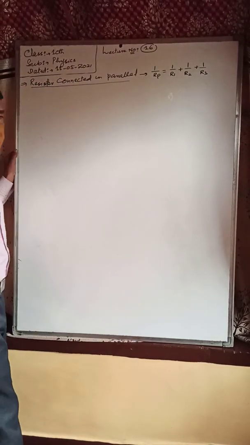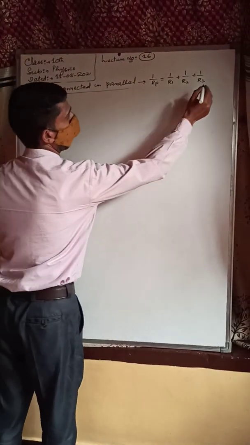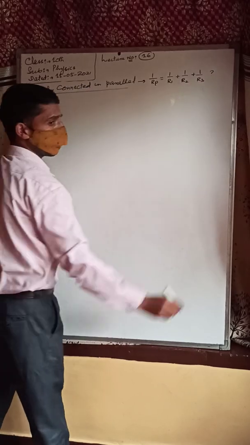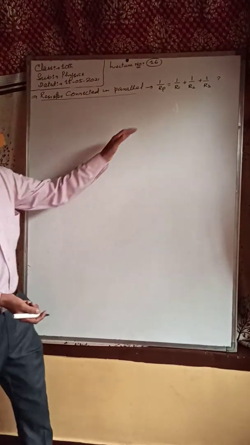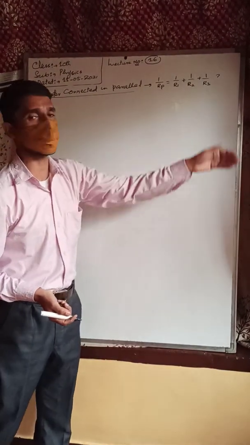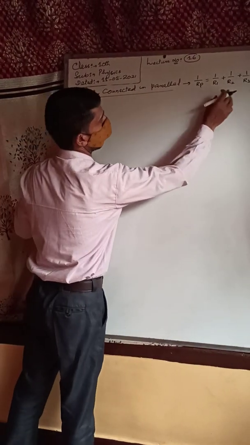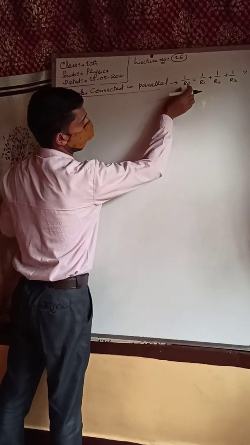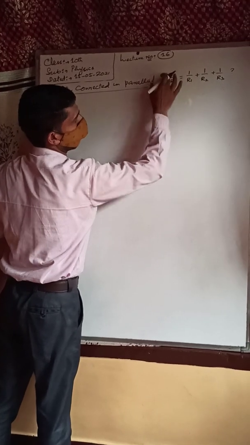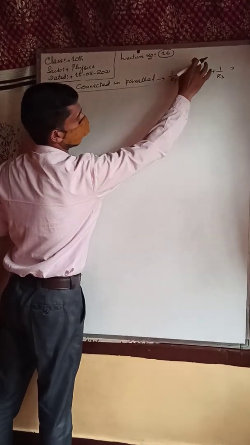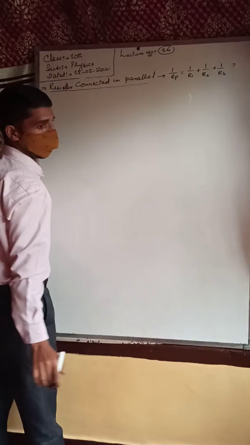We can take more than 3, but in the last lecture we have taken 3 resistors, so here we will again take 3 resistors. But there is no restriction, we can take 3, more than 3, and so on. My dear students, before we start derivation, our final result should be equal to this. 1 by Rp is equal to 1 by R1 plus 1 by R2 plus 1 by R3.